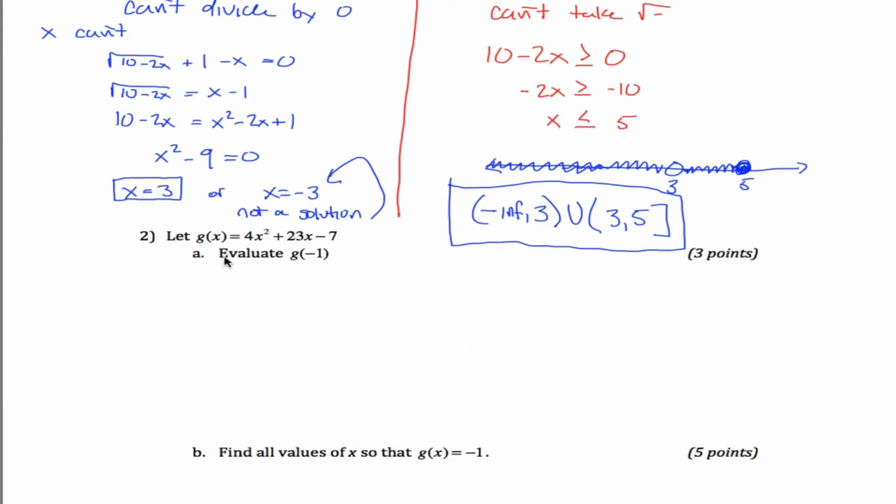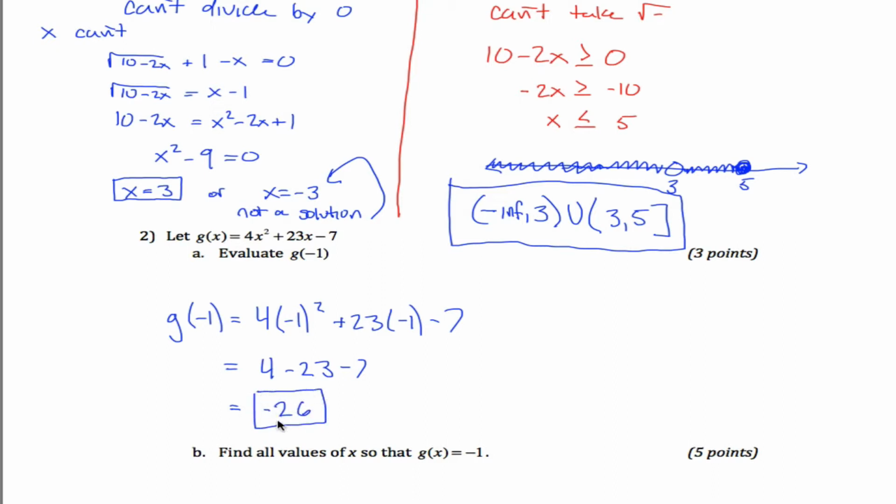Number 2, given a function, asked to evaluate g of -1. All you need to know is that g of -1 is what you get when you change all the x's into -1s. So it's 4 minus 23 minus 7, which is the same as 4 minus 30, which is -26. That's the answer.